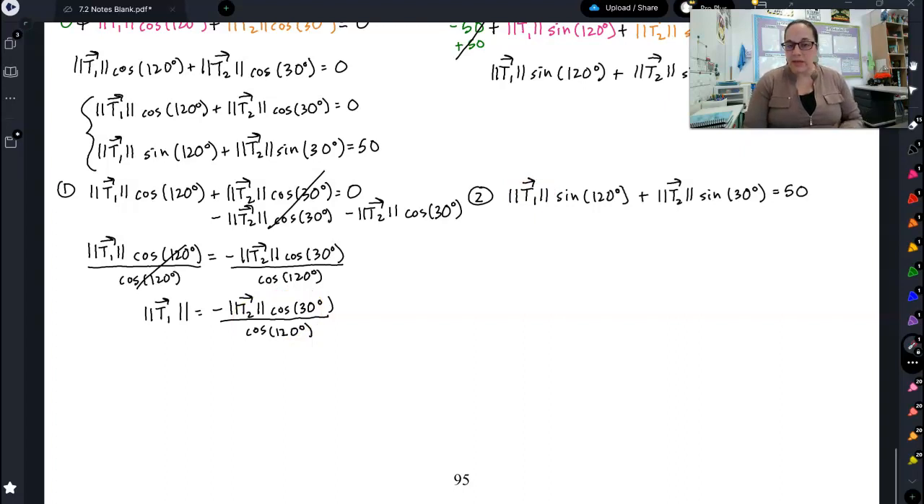And by the way, the easiest way to do that is when you plug this in for T1, they're both going to have a T2 in common that you can take out and then just divide by all that stuff to get T2 alone. So pause the video, think through that, try that out on your own, and then come back to check and see how you did.